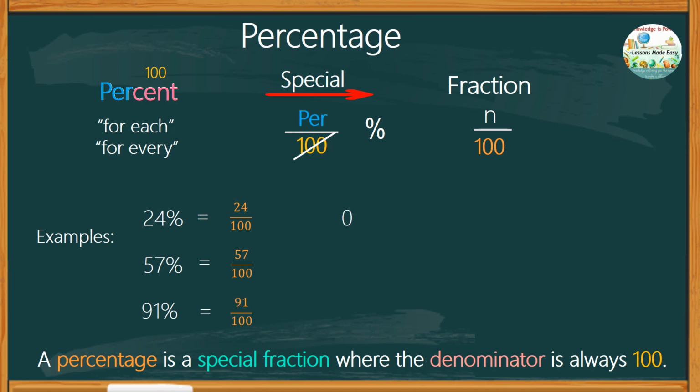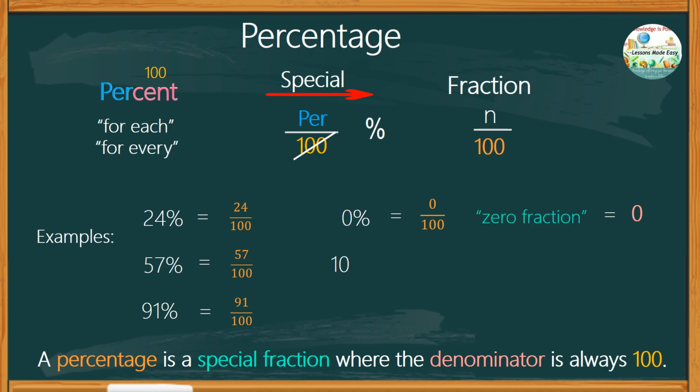How about 0%? Is it possible to have 0%? The answer is yes. 0% only means 0 over 100. We call this the zero fraction because the value is 0. It is okay to have 0 as the number on top, but never write 0 as the number below.